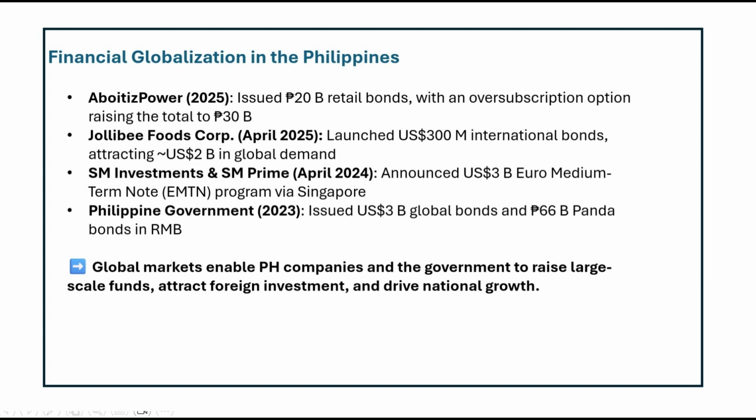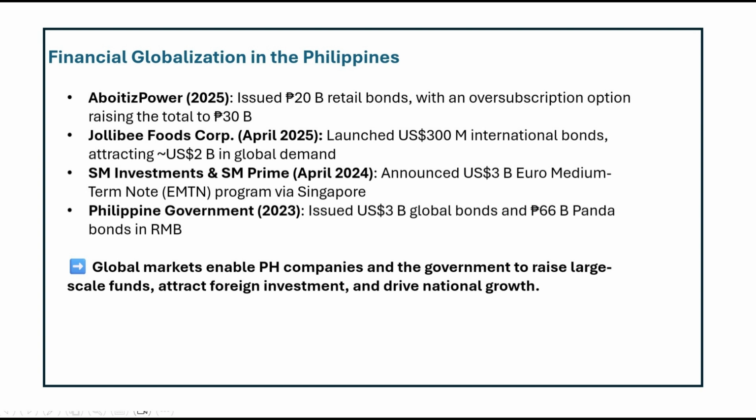demand. In 2024, SM Investments and SM Prime announced a massive $3 billion Euro medium-term note, EMTN, program, listed via Singapore, aimed at attracting more foreign capital. On the government side, in 2023, the Philippines issued $3 billion in global bonds and 66 billion yuan in panda bonds, RMB-denominated bonds sold in China.